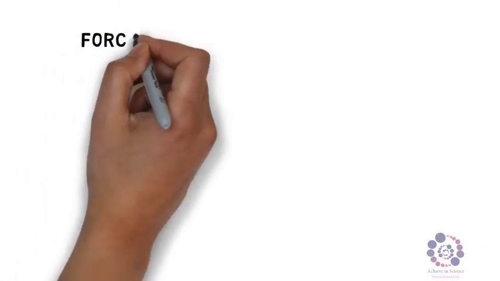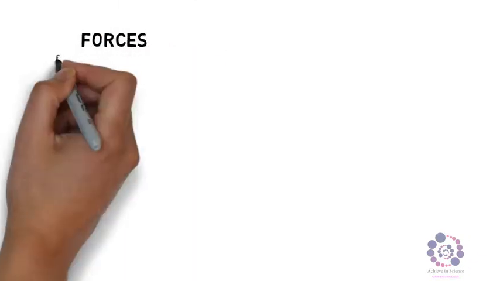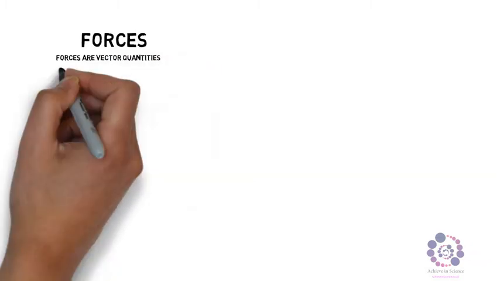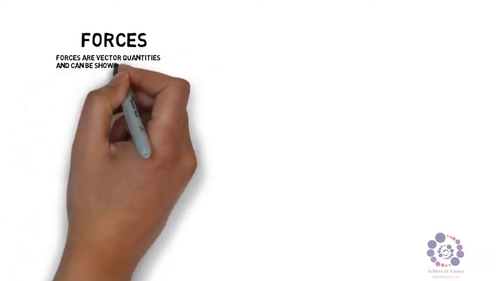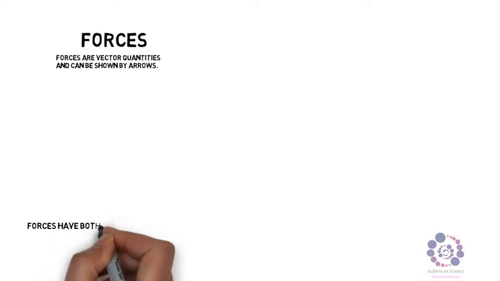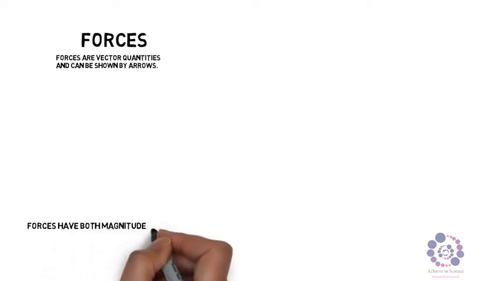So if you remember, forces are vector quantities. This therefore means they can be shown by arrows. This is because forces have both magnitude, i.e. size, and a direction. Let's now have a look at how this can be applied to a scenario.